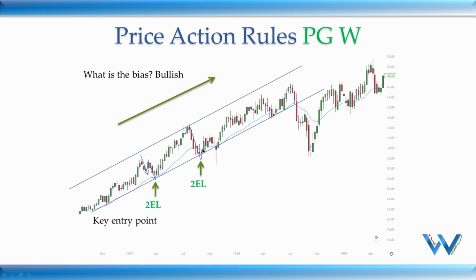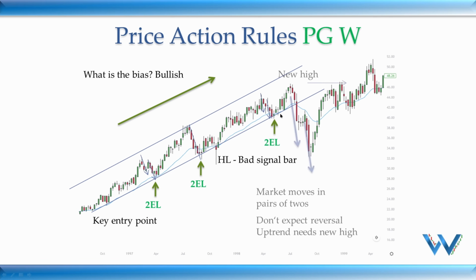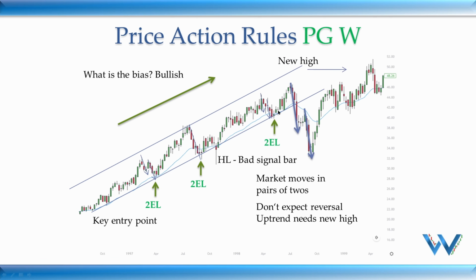So this is where the correction phase is ending at the very key entry point, and a high probability setup appeared. Another second entry long with the break, new low of the downtrend, followed by a high-low but a horrible signal bar. The market continues working higher, and another two-legged pullback at the important key entry point, and the market continues working higher. There's actually even a high-low.